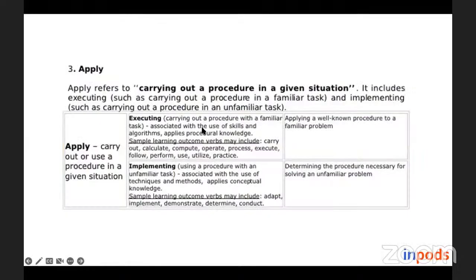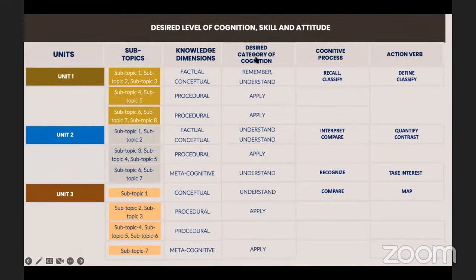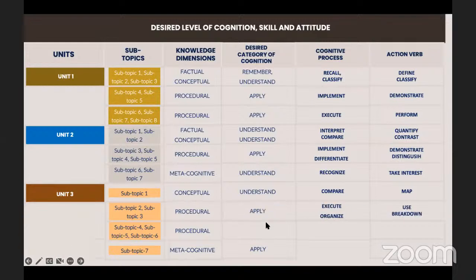Apply is the next level. Wherever apply is the desired level of cognition, you can use the related cognitive processes and identify what action verbs you want to have there. So this is the course blueprint model.